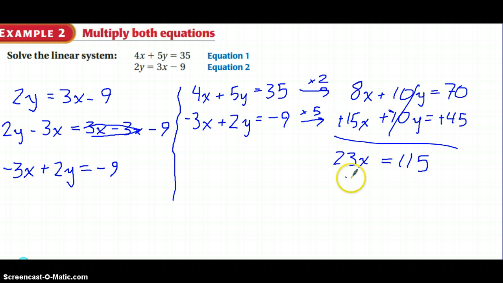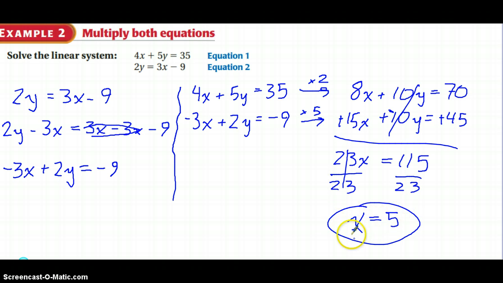At this point, I see that I would divide by 23 on both sides. These cancel. X equals 5. And at this point, you're going to substitute this back in and solve for y. I'm not going to show you that because I know you guys have seen it a bunch of times already. If you do need to see it, call me over and we will work our way through it. All right?